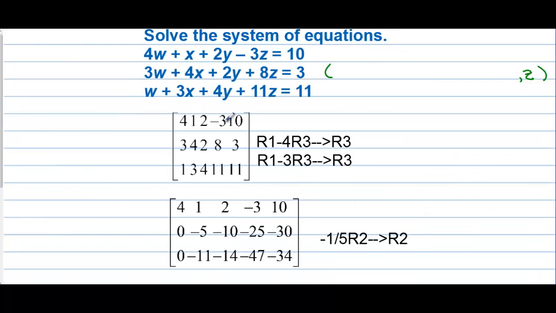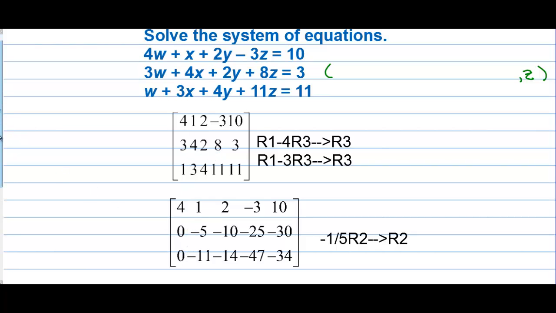So let's get started. We're going to make this into a matrix. We're going to take row 1 minus 4 row 3. That'll get a 0 here. And we can get a 0 here by taking row 1 minus 3 row 3. So we get the 2 zeros here.